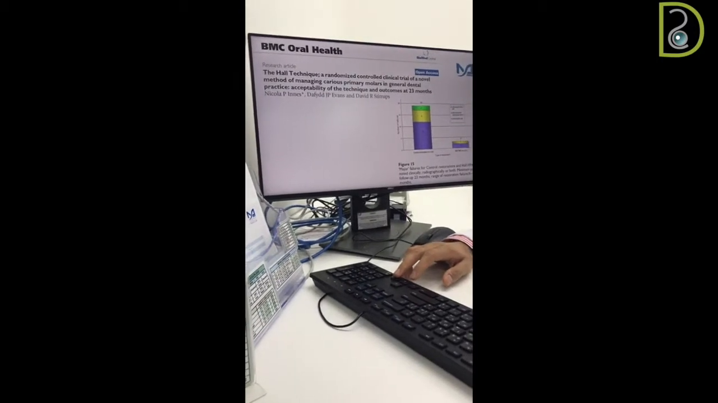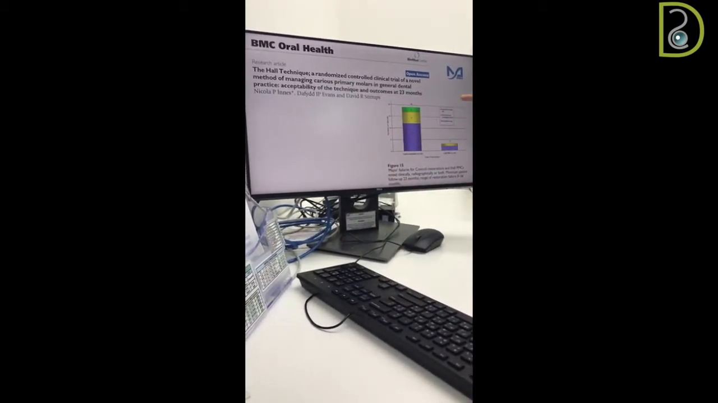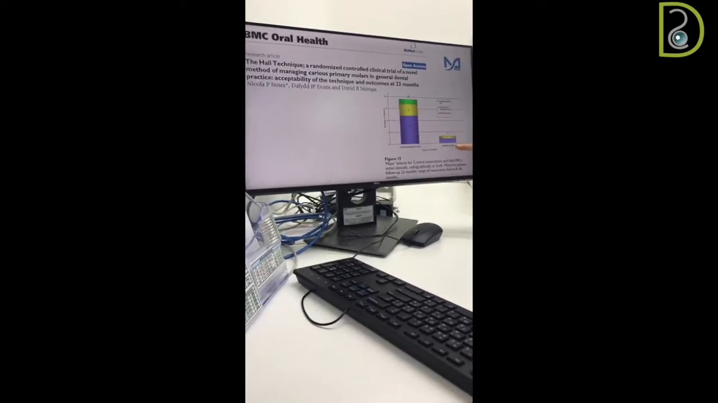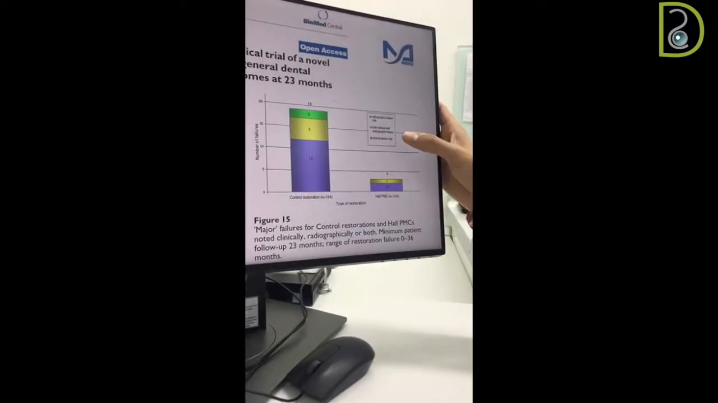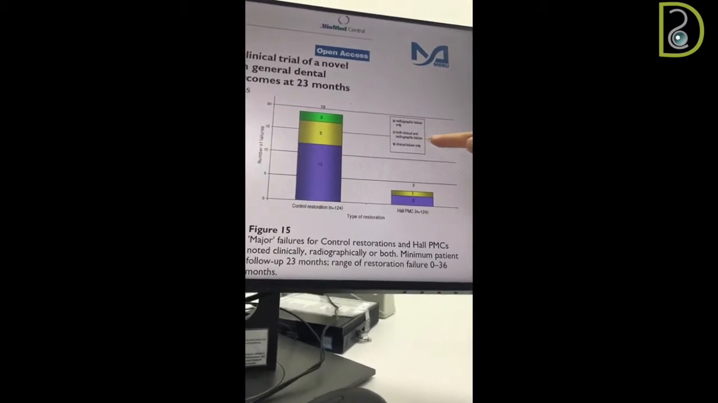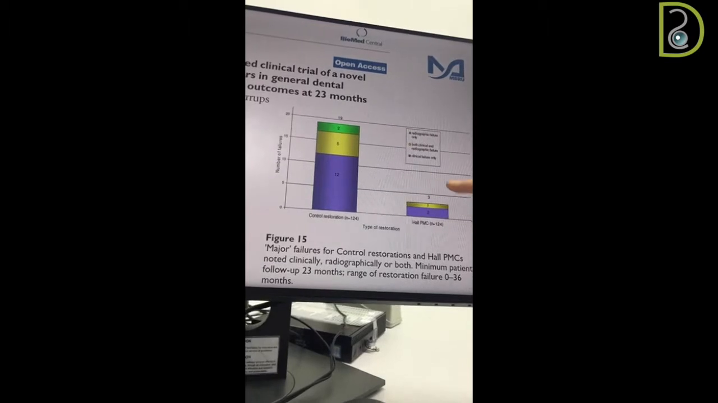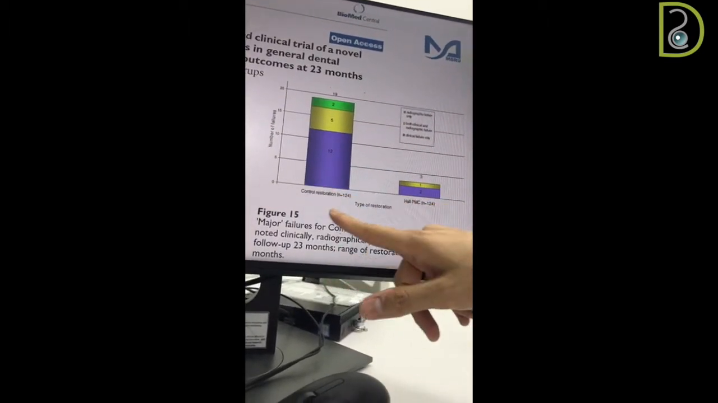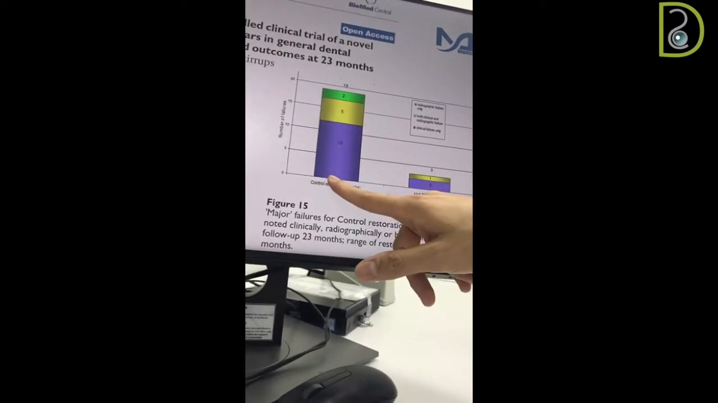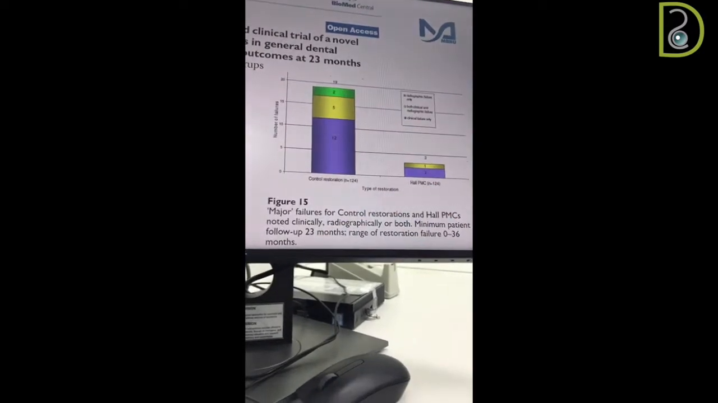Here is another recent article, with outcomes at 23 months. Here you can see the Hall crown: the clinical failure was 2 cases only, and clinical and radiographic failure was only 1 case. If you look at the control restorations, which were 124 again, we had 12 cases of clinical failure, 5 cases of clinical and radiographic failure, and 2 cases of radiographic failure.